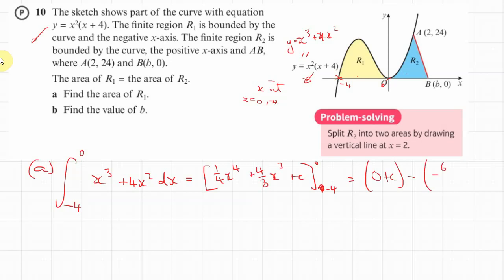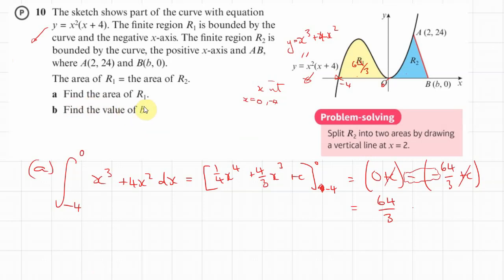When I substitute in my value of 0, I obviously will get 0 plus c. And when I substitute in my value of minus 4, I'm going to get minus 64 over 3 plus c. The c's cancel. These two negatives here, always be careful with that. That's going to actually turn it into a positive 64 over 3, which makes sense. We want a positive area for R1. So that is 64 over 3.